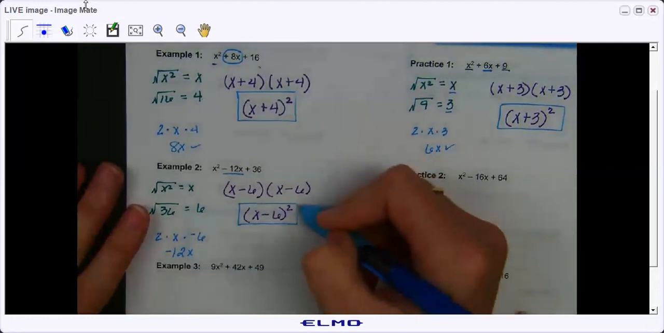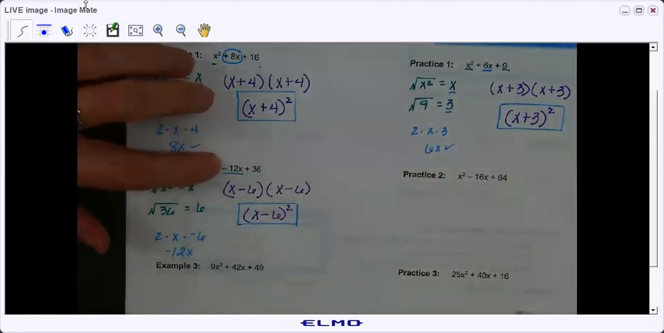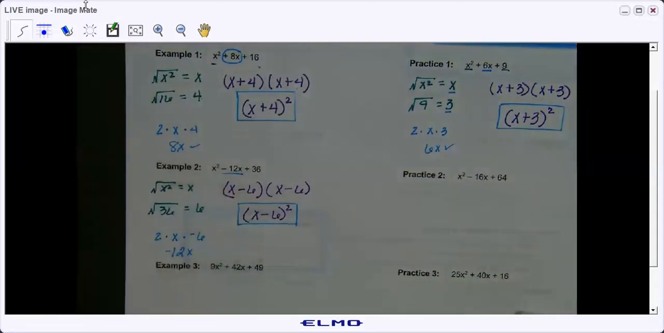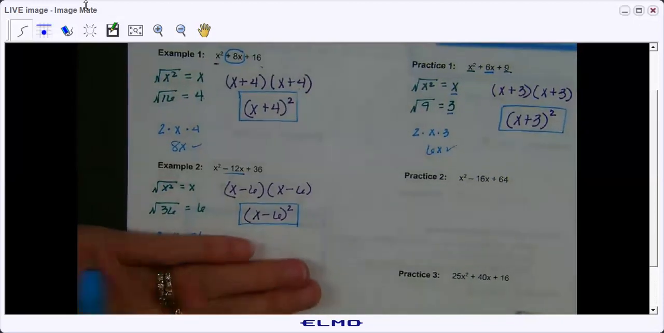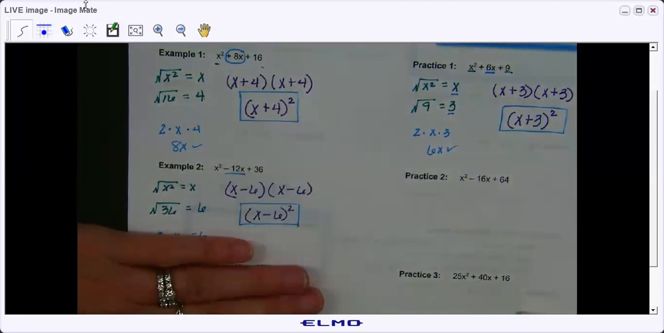All right, so just a recap on this one. Because there is a negative here, instead of being an x plus 6 squared, it's going to be an x minus 6. Now, if this part confuses you, the whole multiplying 2 times the square root of the first and the third term, find the square root of each term, set it up like this, and then if you want to check your answer, just distribute the first term over here into the second term over here and see if you get what you started off with.